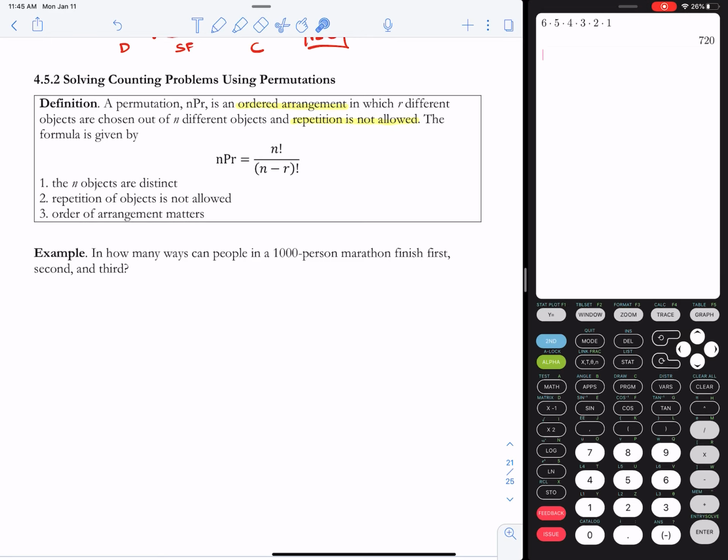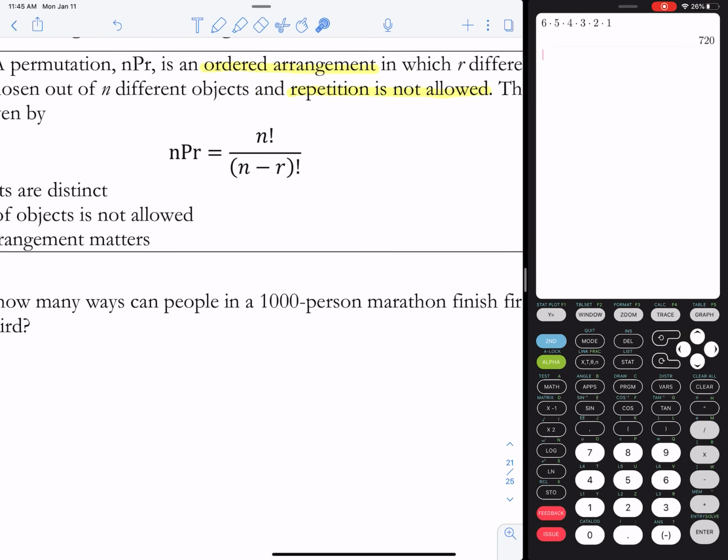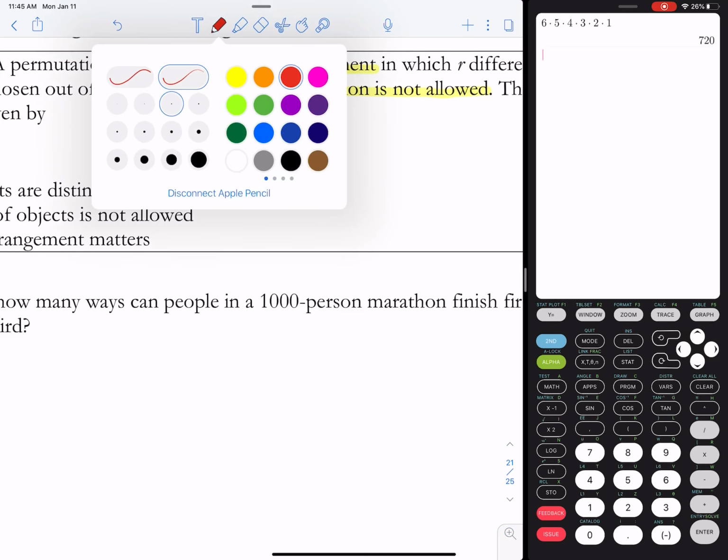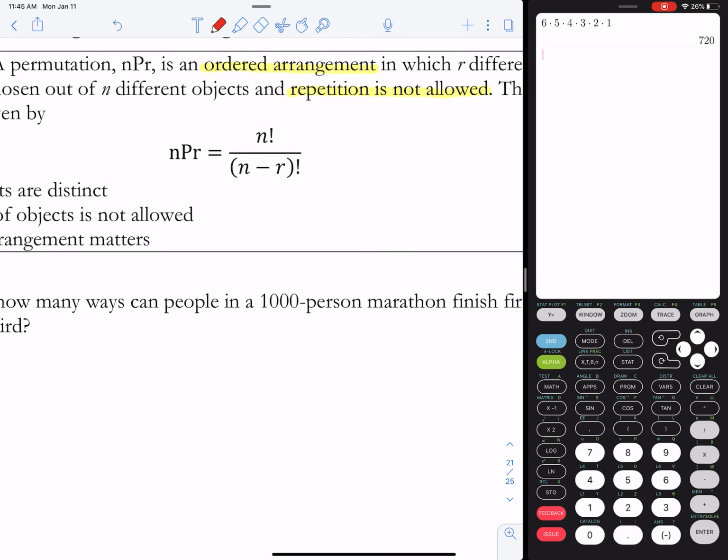Order of arrangement matters. So what the n represents, and let's see if I can write this small enough here, is number of objects. And then what the p represents is permutation or permute. And your r is specific arrangement.